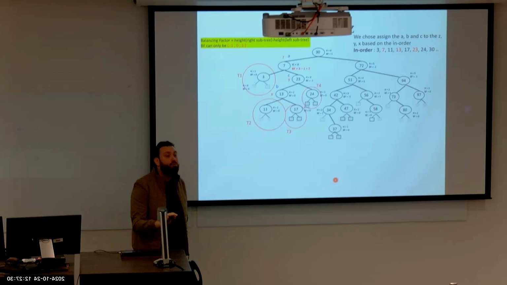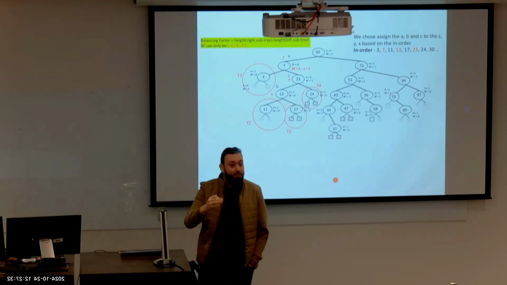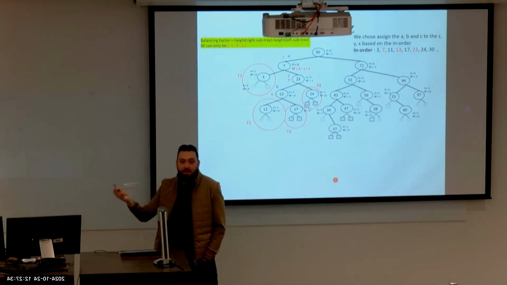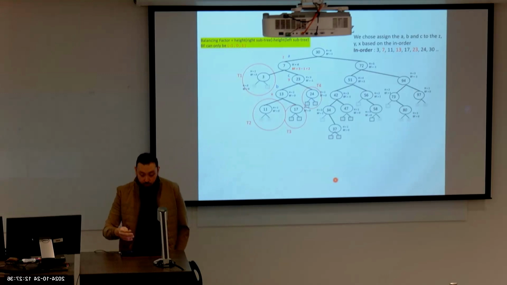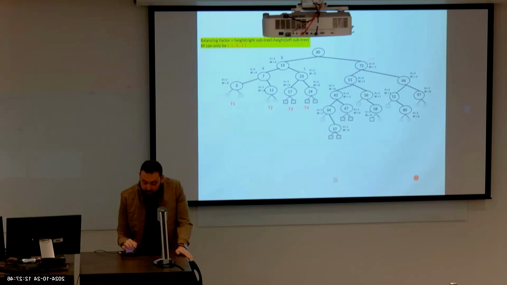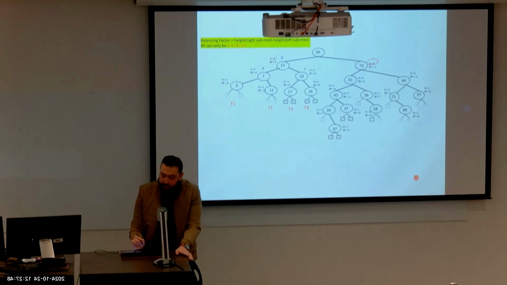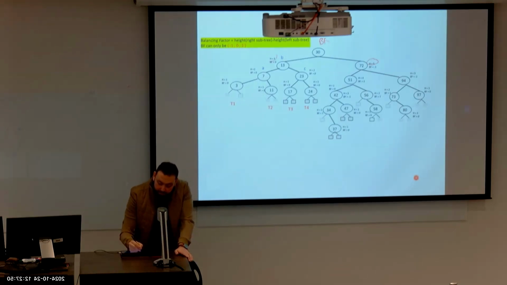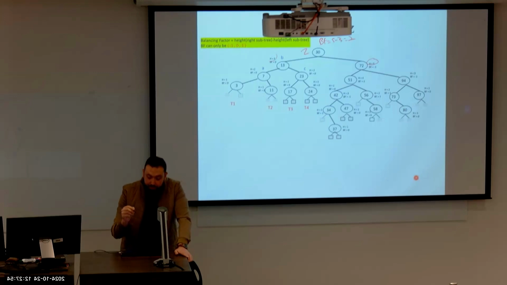Now, I don't stop here. I need to continue searching, maybe there are other unbalanced nodes. So in this case, I need to continue. What is the balancing factor for 30? I have H equal 5, I have H equal 3. The balancing factor here is 5 minus 3, 2. That means that's my other Z.